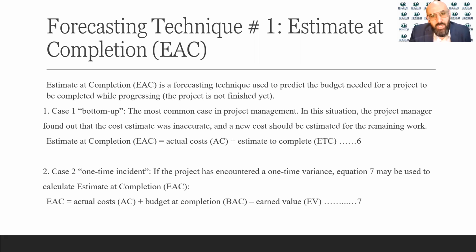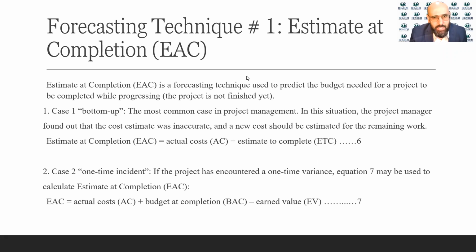So now if an unexpected event happens only once, one thing. In this case, the EAC, the estimate at completion, would be equal to the actual cost plus the budget at completion, the BAC, minus the earned value. Actual cost plus the budget at completion minus the earned value. Don't worry, we will take an example to clarify all of this. Now we're just going over these concepts and equations, and later on you will find an example that will help you to understand these concepts.